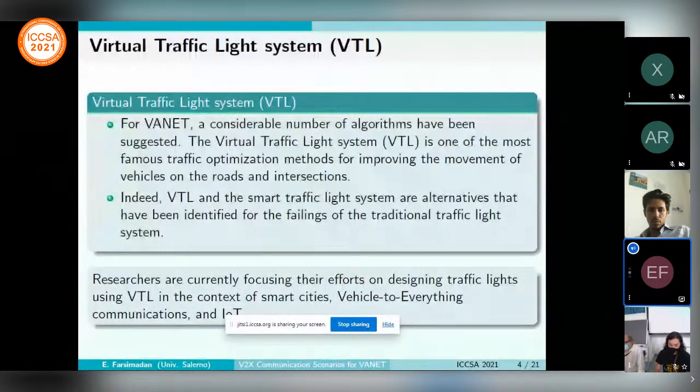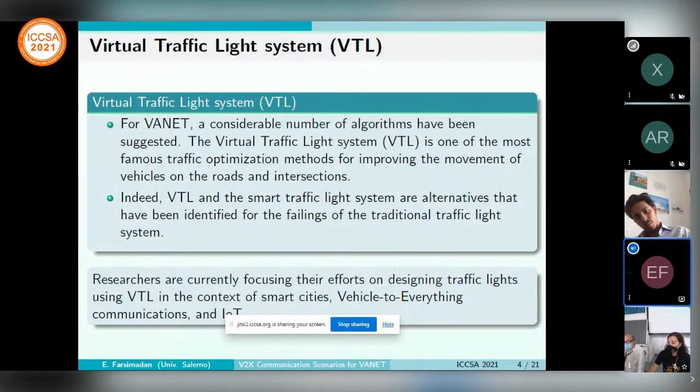Vehicular ad hoc networks are closely related to virtual traffic light systems, or VTL for short. For VANET, a considerable number of algorithms have been suggested. The virtual traffic light system is one of the most important and famous traffic optimization methods for improving the movement of vehicles on the roads and intersections, so we can reduce congestion.